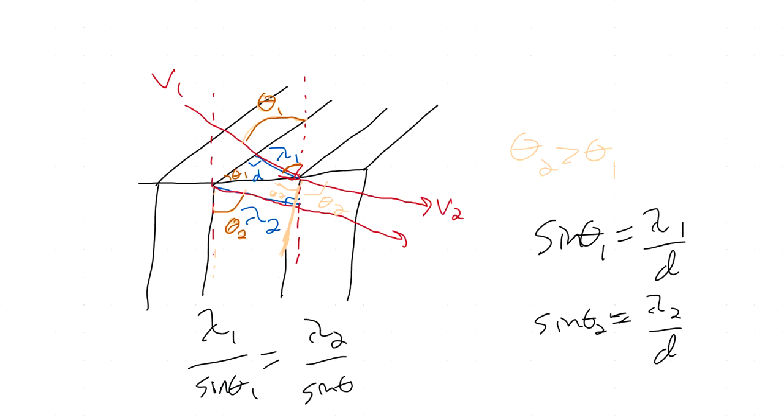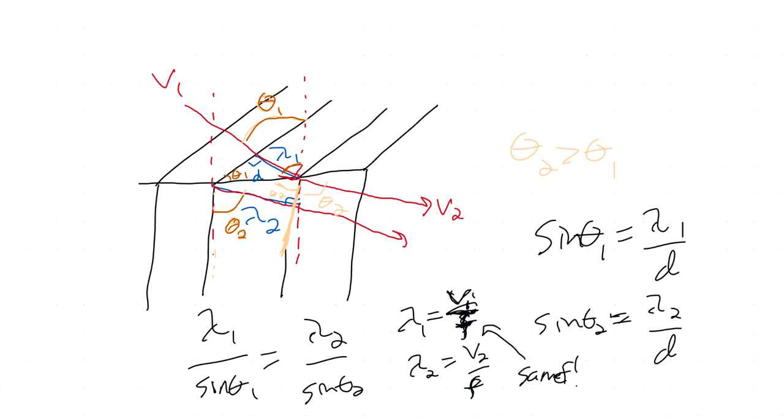But wait a minute, what is lambda? Lambda in general is v equals f lambda, right? So lambda is v over f. So lambda 1 is v1 over f, lambda 2 is v2 over f, right? So we have frequency is constant. So same frequency.